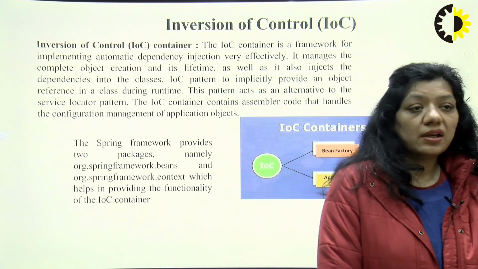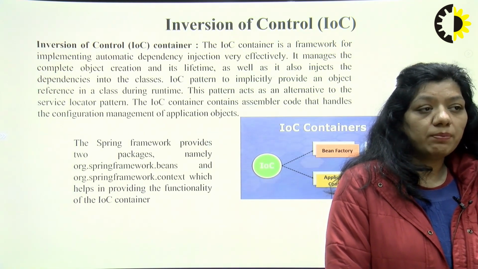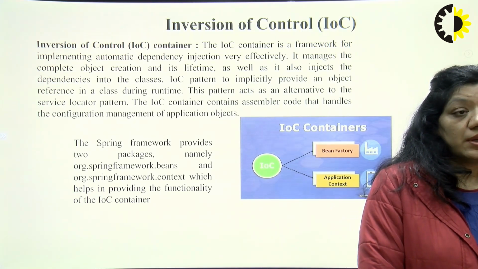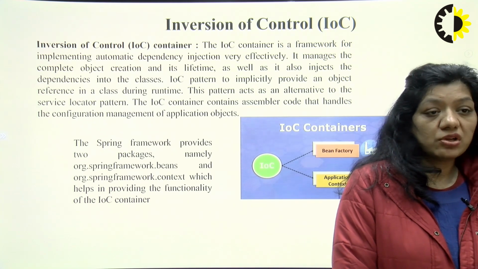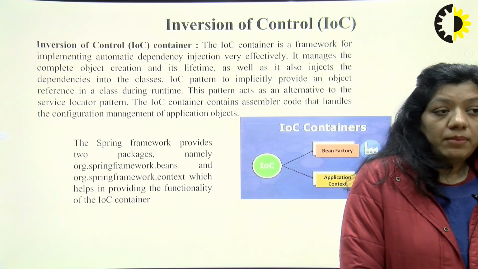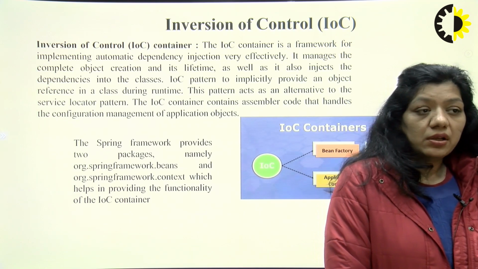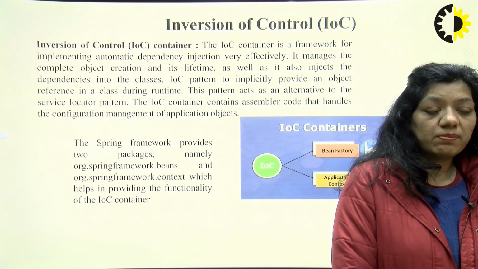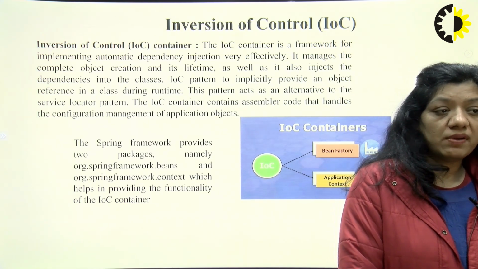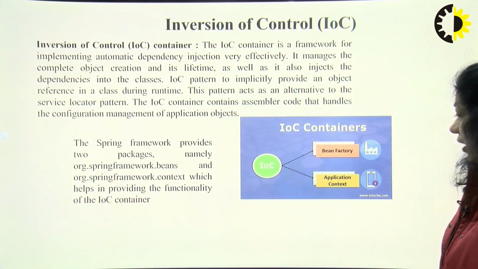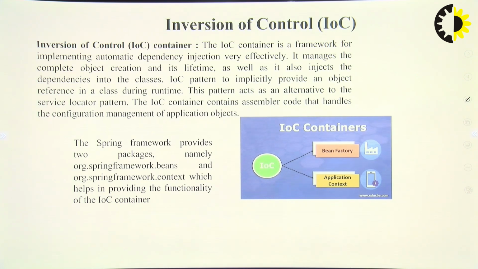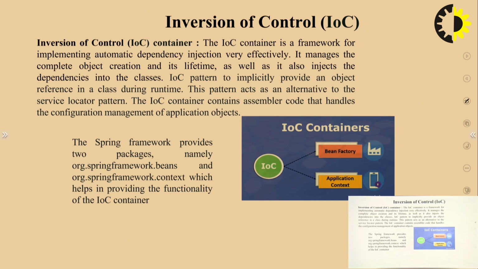This pattern acts as an alternative to the service locator pattern, and the IOC container contains assembler code that handles the configuration management of application objects. Basically, the Spring Framework provides two packages, namely org.springframework.beans and org.springframework.context, which help in providing the functionality of the IOC container. So the IOC container provides firstly a bean factory, and second, an application context.